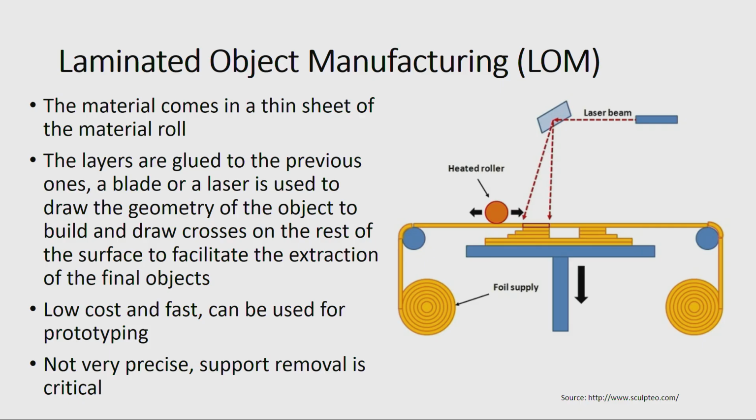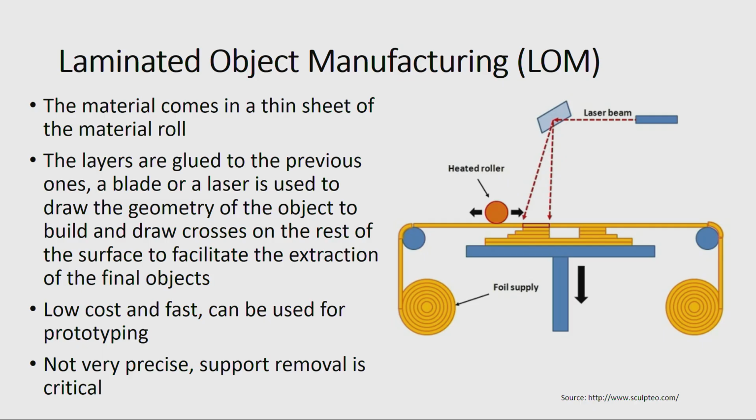One of the main advantages of laminated object manufacturing compared to the other types is that the object will have a very low cost, and the printing will be much faster compared to others. This technology also is not popular, since it is not very precise, and support material removal is very critical, and this may damage the 3D printed object we require.